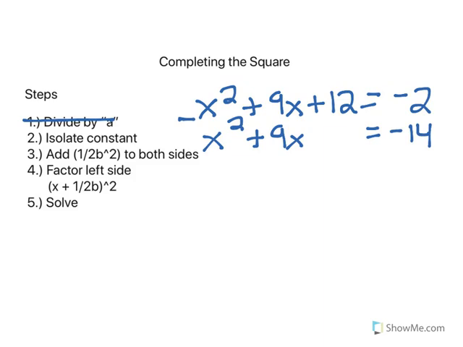Now, step 3 says to take 1/2 of b squared and add it to both sides. Now, this is where things get a little bit messy, because if I take half of 9, that leaves me with 4.5. And if I square 4.5, you're probably going to want to use your calculator here, you're going to get 20.25. So a little bit messy, 20.25. And I'm going to add that over here. I'm going to run out of room, so I'll write it underneath like this. So it looks like this.